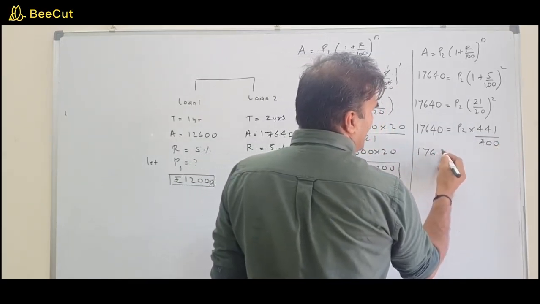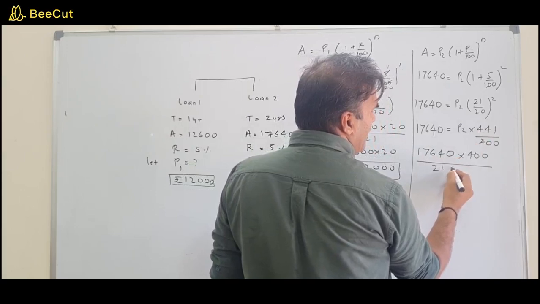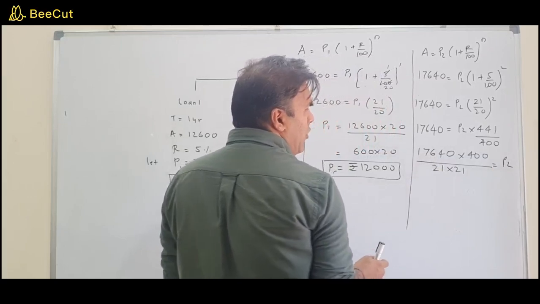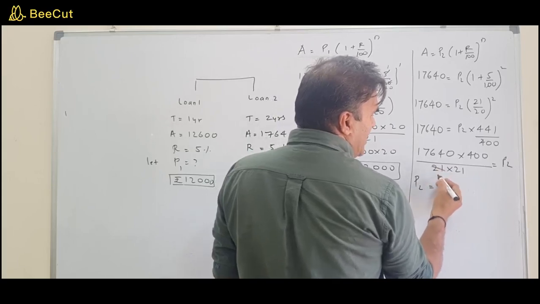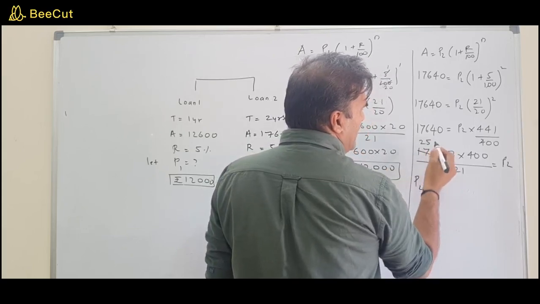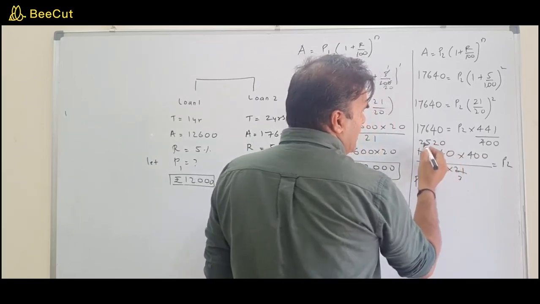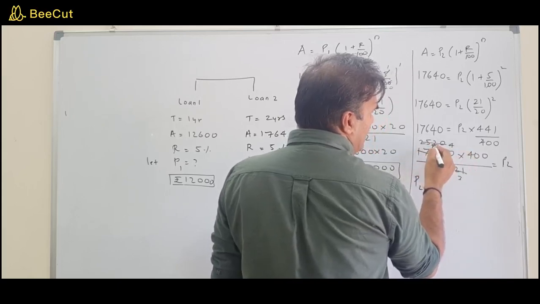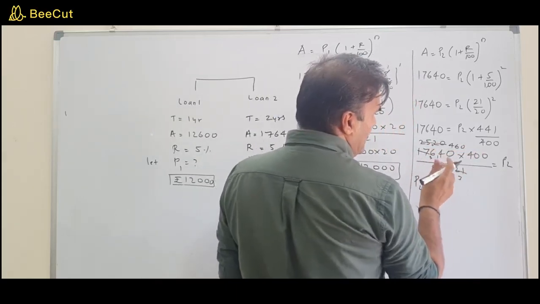So 17,640 multiplied by 400 upon 441, which is 21 into 21, is nothing but P2. Let us check if it goes in the table of 21, or the table of 7. We will try with 7. 7 threes are 21, 7 twos are 14, carry 3, 7 fives are 35, carry 1. Check if it goes again in 3.